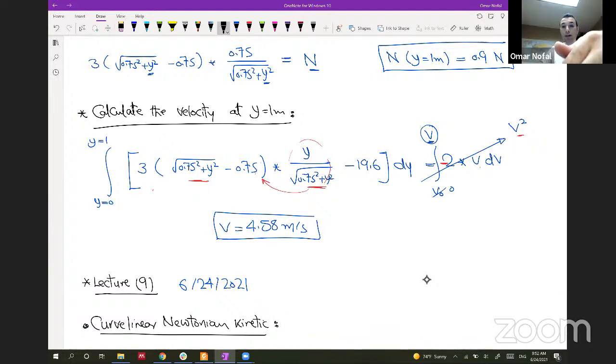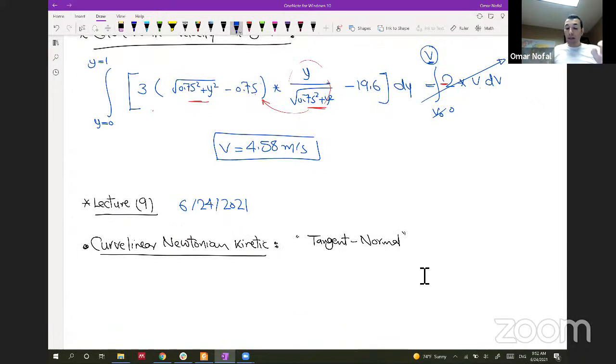And for curvilinear Newtonian kinetics, we will start with tangent-normal. Based on the last times, this is Newton's second law: the summation of the force vector is equal to the mass multiplied by the acceleration vector. This is the equation that we will be using for this entire chapter.